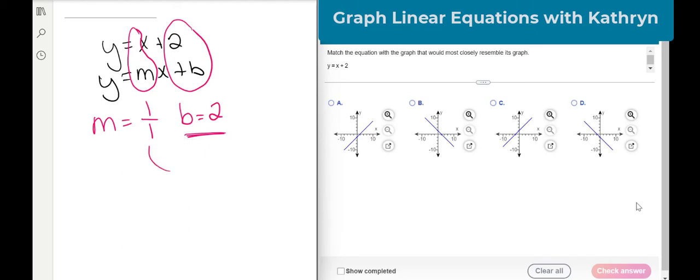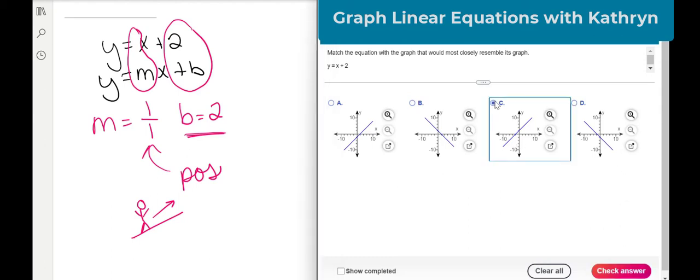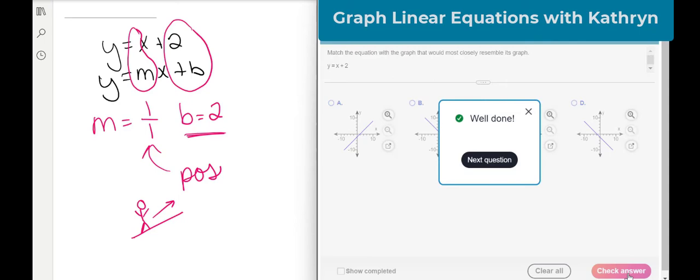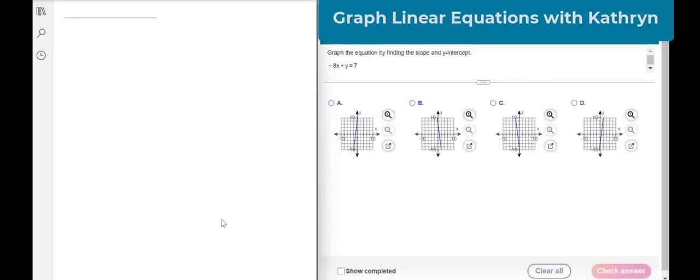But now let's look at our slope. We have a positive slope, so that means if we were walking left to right, we would be going up. So which one, b or c, has a positive slope? Well, if you said c, you are correct. So we're going to click that one, and we're going to check our answer. Yay, good job. All right, let's look at one more.